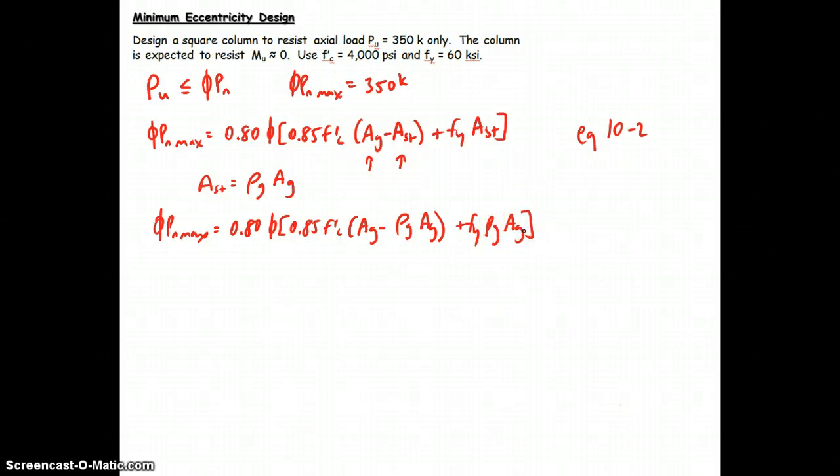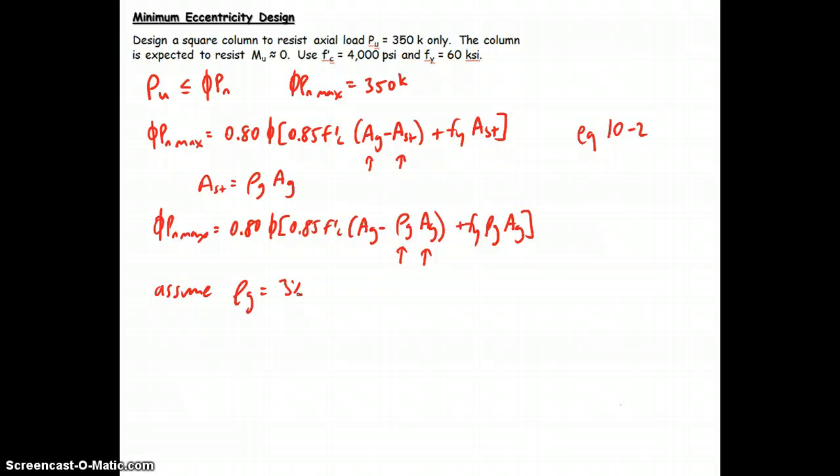Well, unfortunately we still have two unknowns now. Now it's rho g and area gross. But here's where we have some leeway as a designer. We can assume a starting value for rho gross. If you recall, ACI 10.9.1 gives us a range of minimum and maximum steel ratios. And it says that rho gross has to be between 1 and 8%. 1% is a limit based on shrinkage and creep. 8% is the max limit based on constructability. Anything more than 8% gets very difficult to construct. So we'll start off by making an assumption, and we'll assume rho gross is equal to 3%. Closer to the 1% than the 8% is more common, so we'll just go with 3%.